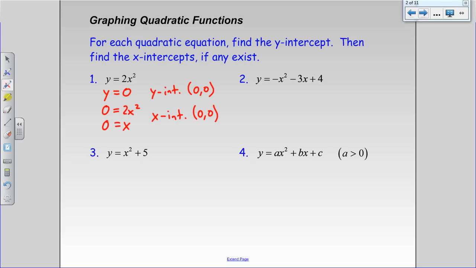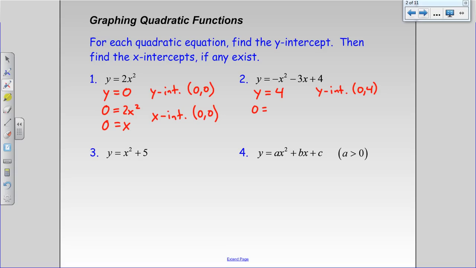In problem number 2, we have a quadratic equation where there's more than one x-intercept. y equals -x squared minus 3x plus 4. Once again, to find the y-intercept, we simply let x be 0. In this case, the first two terms will disappear, leaving us with the equation y equals 4. So our y-intercept is the point 0, 4.